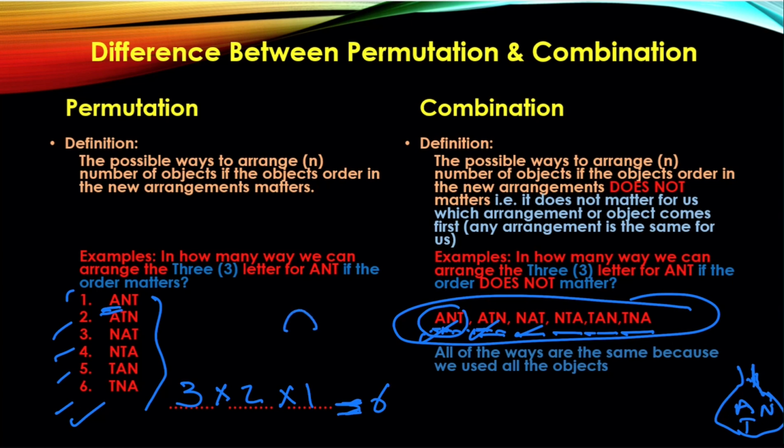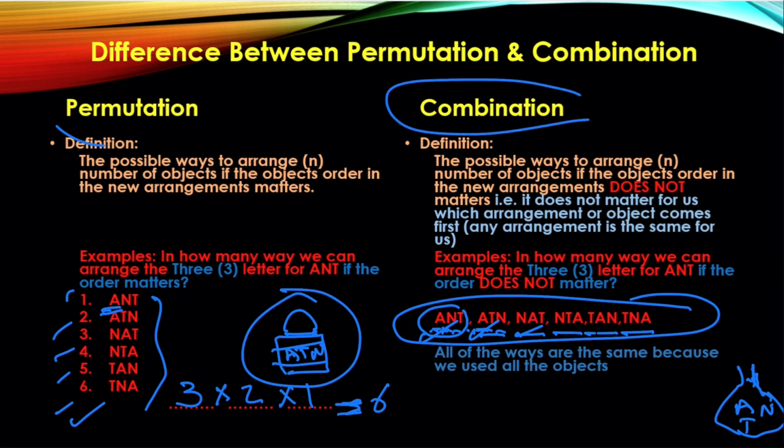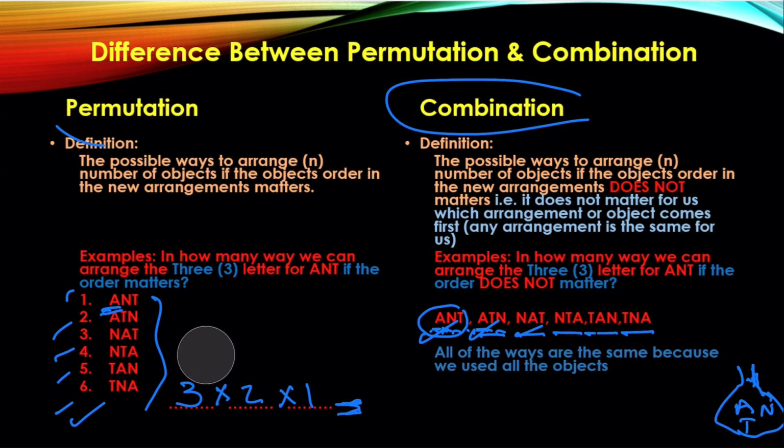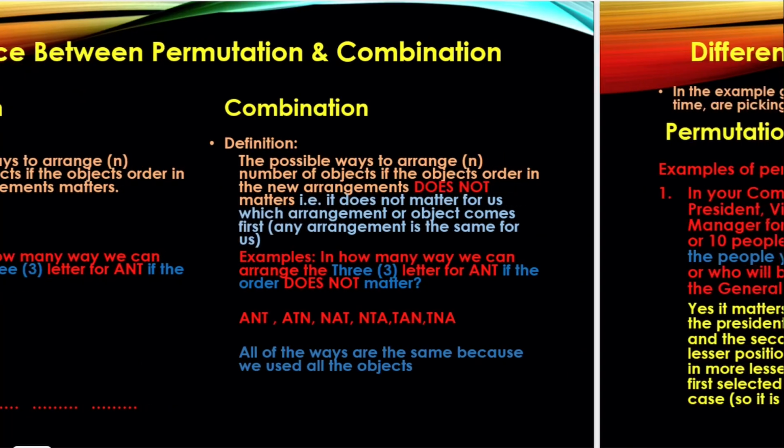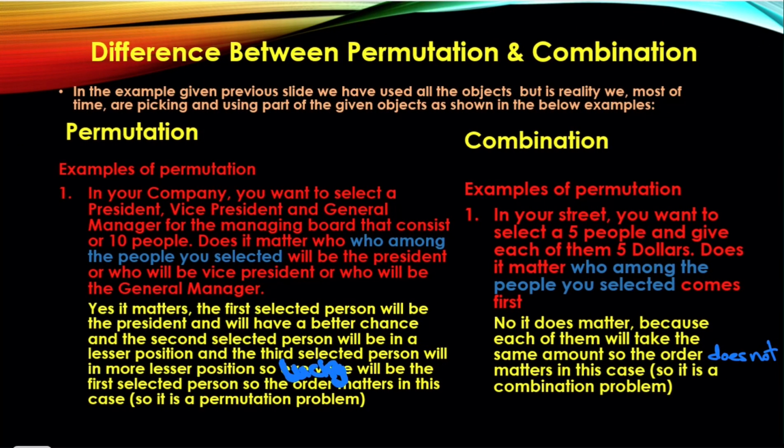But if it is a locker, it matters. A T N, for example, this is the key. It's different from another option, okay? So here it is permutation if the order matters. It is combination if the order doesn't matter. Okay, I hope this is clear. We'll start giving some more explanation with some examples also on both permutation and combination.